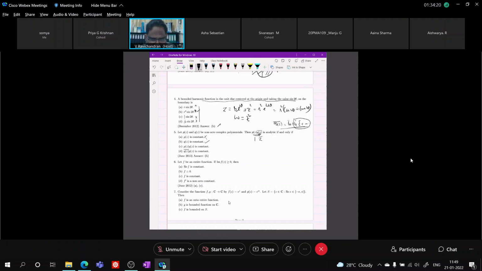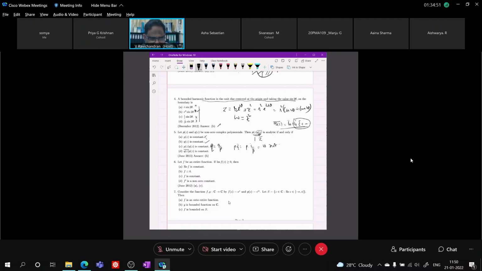PQ is constant means what? PQ is constant means P is some constant by Q. RQ is C by P. Then the PQ bar will be what? P into C bar Q P bar. So P is there, P bar is there. This will contain anyway Z bar. Therefore, it's not analytic. So if PQ is constant, then also the PQ bar is not analytic in general.